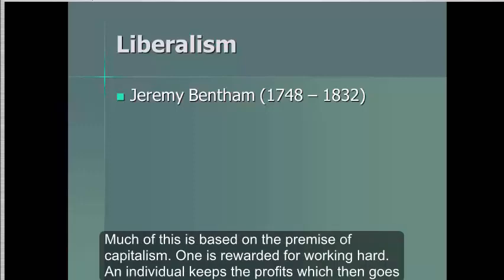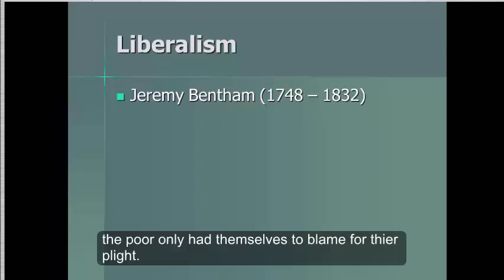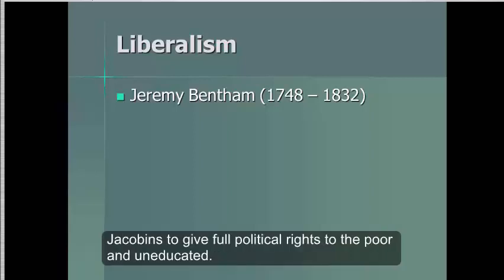Much of this is based on the premise of capitalism. One is rewarded for working hard. An individual keeps the profits, which then goes into property, capital, etc. The liberals did not think the state should interfere and believed that the poor only had themselves to blame for their plight. The liberals believed in the first part of the French Revolution, the overthrow of the monarchy, but disagreed with the Jacobins to give full political rights to the poor and uneducated.